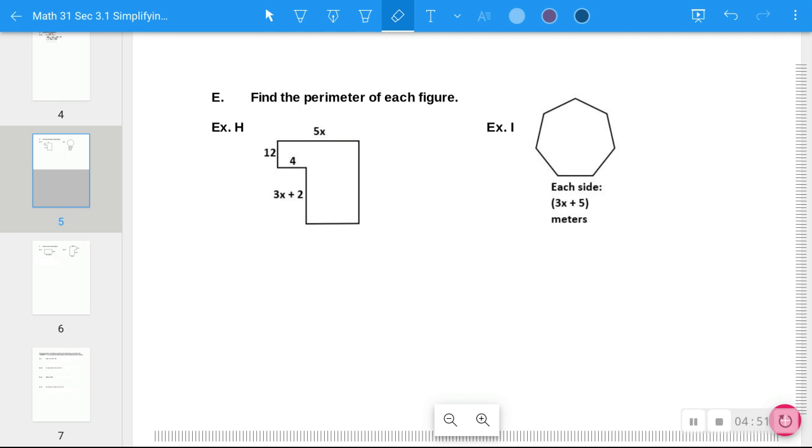Okay, example H, we're supposed to find the perimeter of this object, the distance around it. Now it does require us to fill in these two missing sides here. So I'm going to start with this vertical side over there. It's a combination of a lower half, 3x plus 2, added to an upper half of 12. So when you combine those, you end up with 3x plus 14.